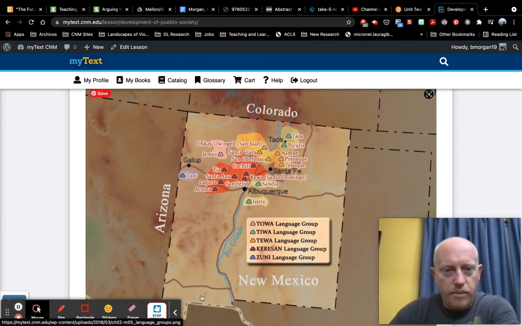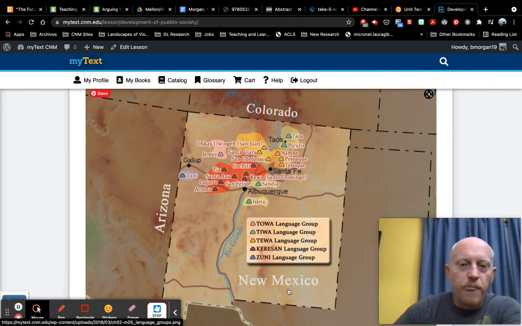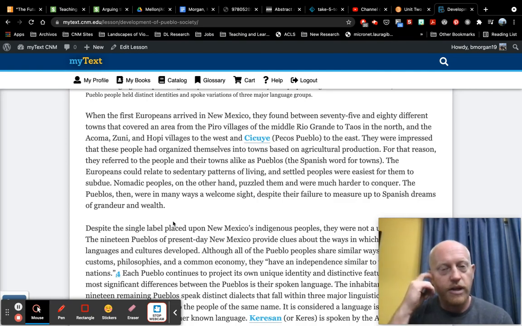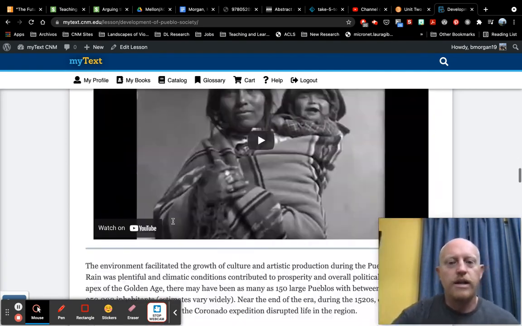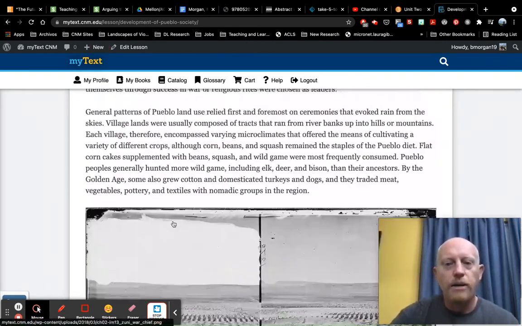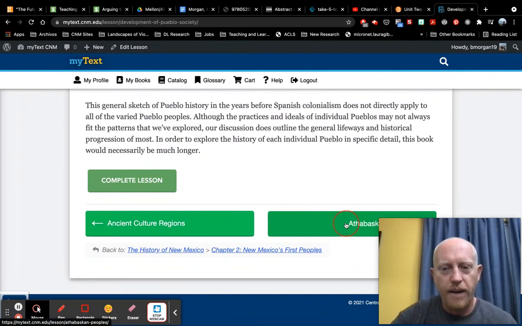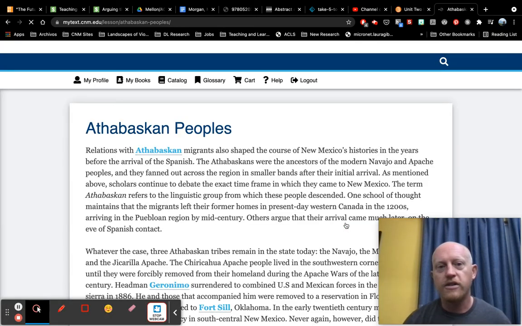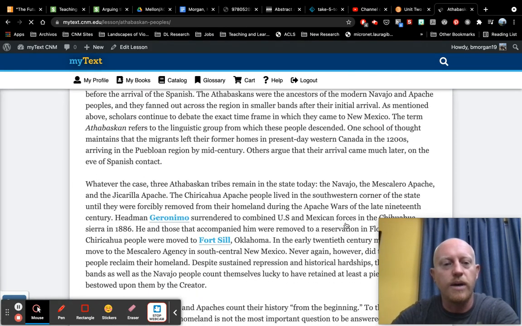Here I see this map of the various linguistic groups that make up the Pueblo people. And so if I want to learn more about how those came to be or what the distinctions are, then I focus on and read in depth these paragraphs. But if I want to move on and go down here, sorry for the head spinning scrolling, if I want to go down here to the Athabascan people, I click here and I look to figure out who were these people that weren't the Pueblos, but were also indigenous peoples of the earliest times in New Mexico.